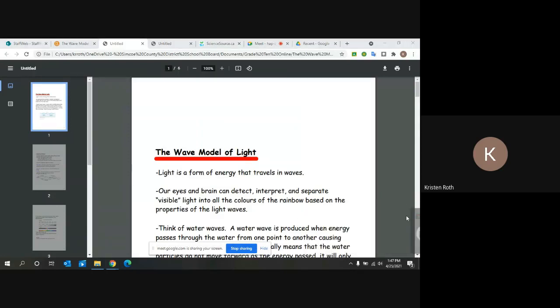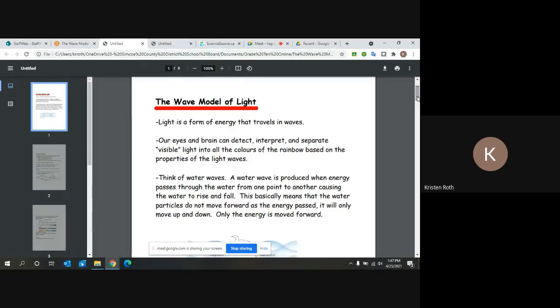Okay. So we're looking at the wave model of light. And I did go into a bunch of this the last lecture I was talking about. So it's going to be a little bit of repetitiveness here, but bear with me. So, wave model of light.